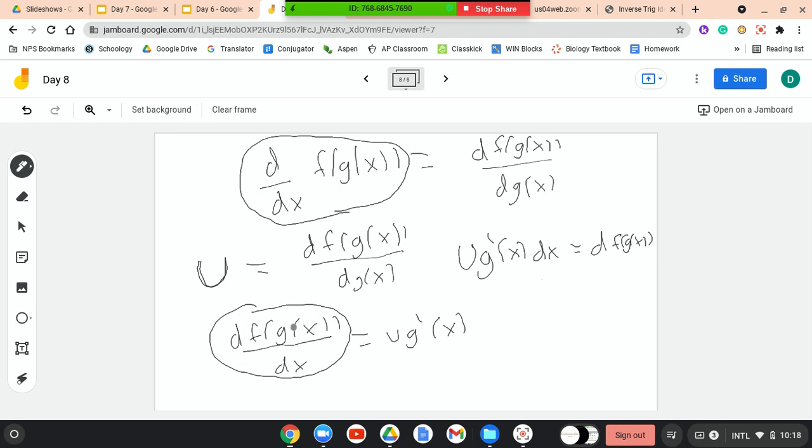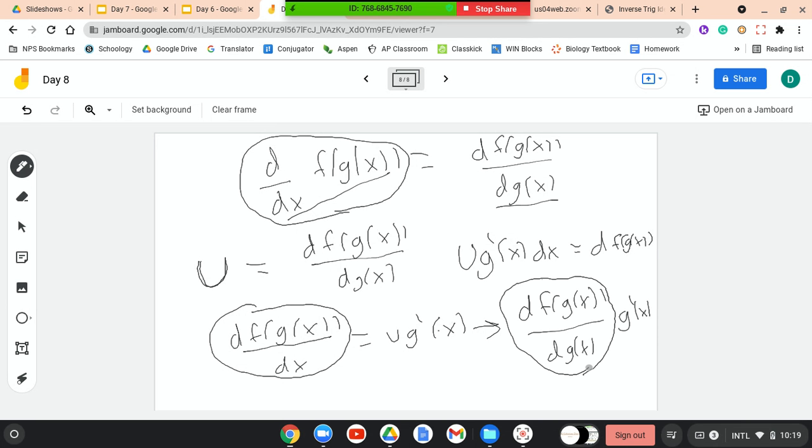But look here. We have the derivative of f of g of x with respect to x, that's what we're looking for, is equal to u times g prime of x. But what is u? We said u is this, but then u is also equal to this because we had this equation. All right. So I want you to tell me, what is this representing? That's the derivative of f of g of x with respect to g of x.